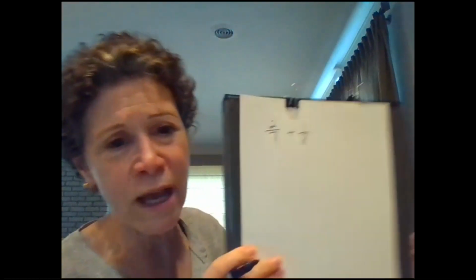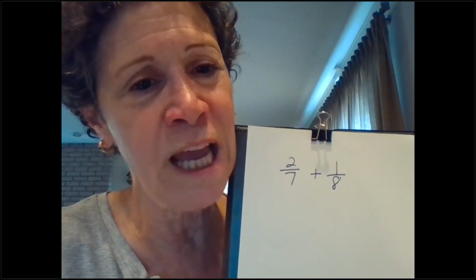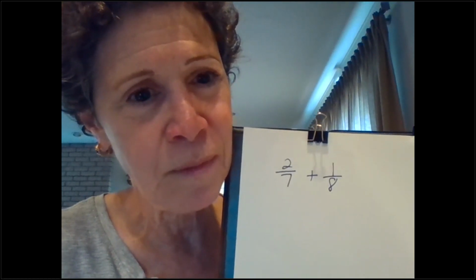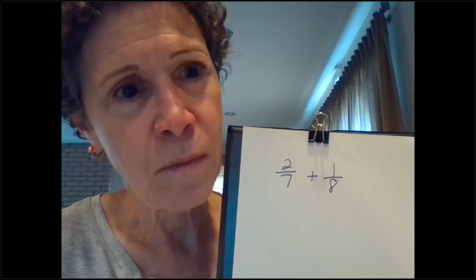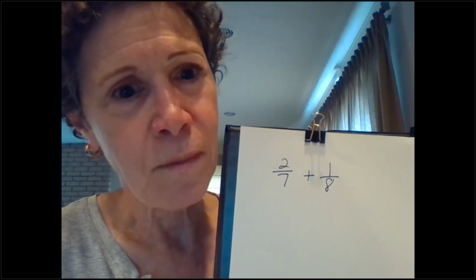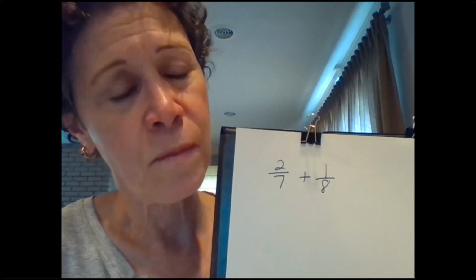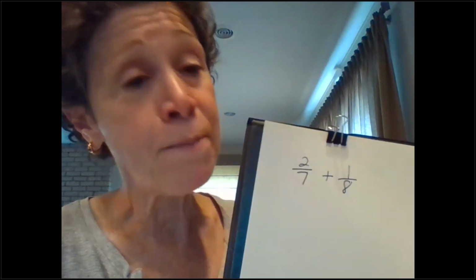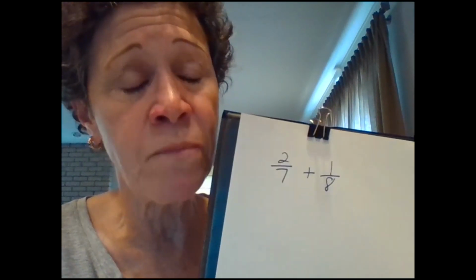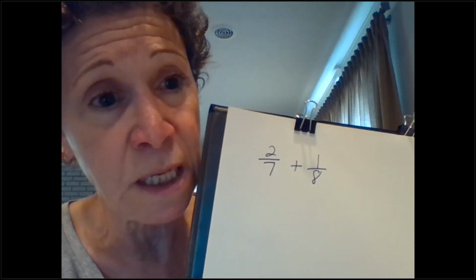Okay, we're going to start with smaller numbers. Let's do 2/7 and 1/8. What I do, someone taught me to multiply the denominators, and then you'll find your new denominator. If you multiply them, then you know that you have a multiple of both of them, right? Yes.